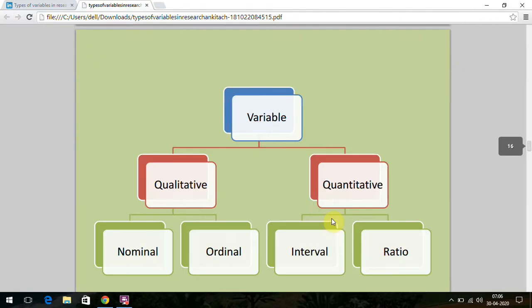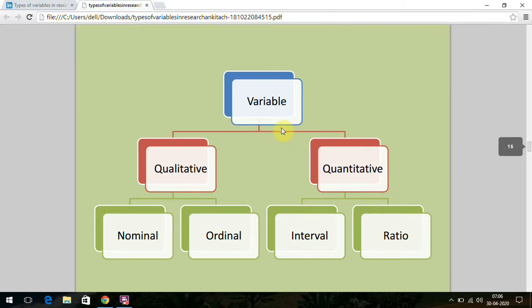So commonly it is divided as qualitative and quantitative, and this classification is very important for our test of significance, which test is to be done on which data. The test of significance also depends on normality. If it is normally distributed, we do certain tests, and if it is not, we do other tests, and depending upon the variable also we do classification for tests of significance. So qualitative are categorical variables, they are nominal and ordinal. Quantitative, they are interval and ratio.